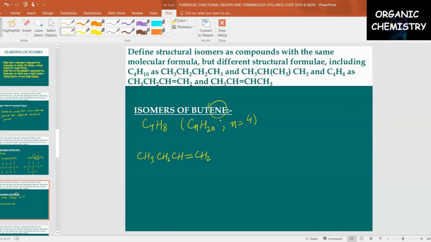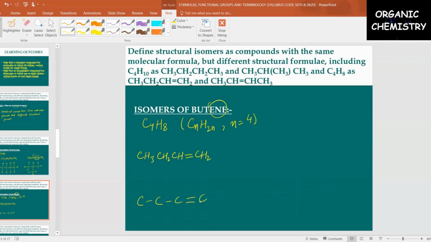Now I'm drawing the displayed formula of this alkene: 1, 2, 3, 4. Now you see the double bond between the third and fourth carbon. In fact, we'll start counting from the right hand side, one from this side. The reason is that the double bond is between these two carbons. Now placing the hydrogen, saturating our carbons. So the displayed formula for the butene will be like this.